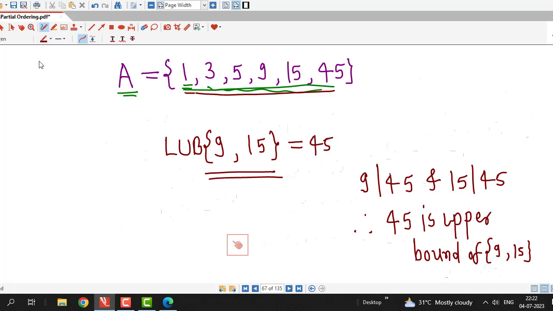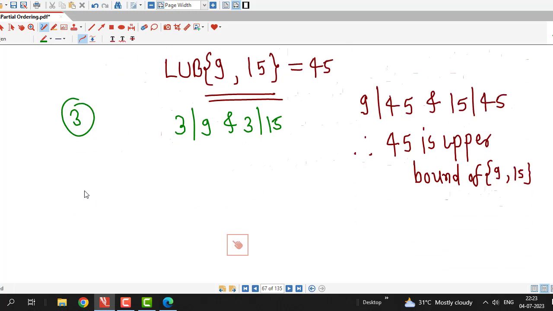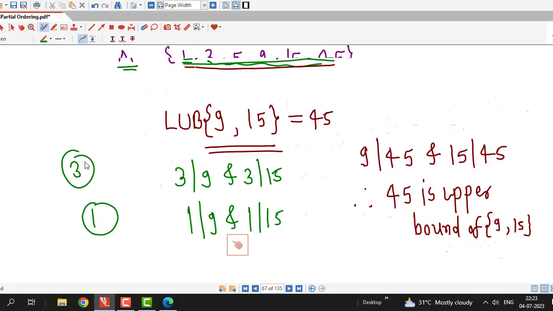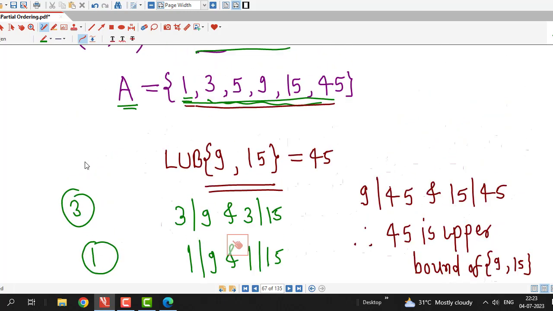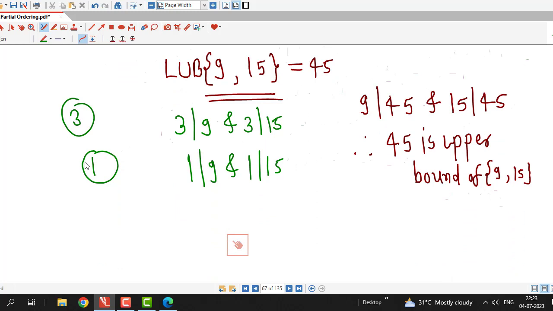Now we check for lower bounds. It is clear that 3 divides 9 and 3 divides 15. Therefore 3 is a lower bound. Similarly, 1 divides 9 and 1 divides 15, so 1 is another lower bound. And we are interested in the greatest lower bound.